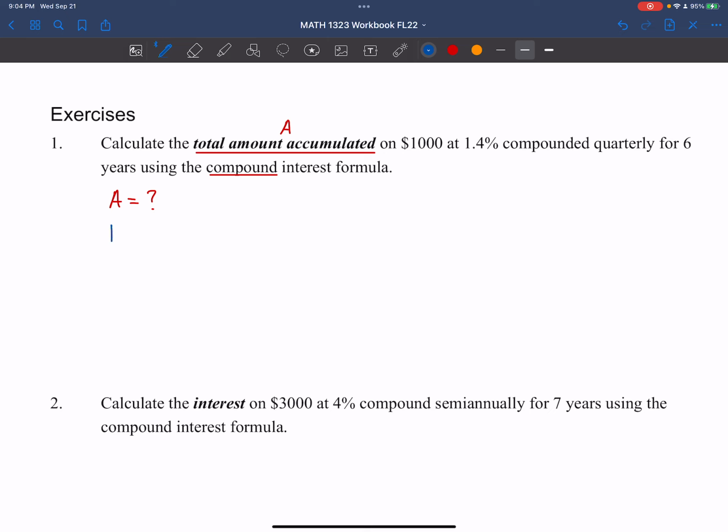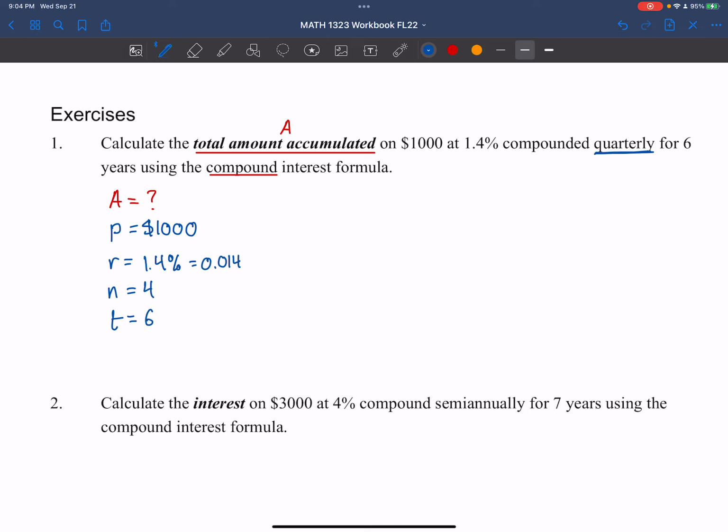That $1,000, that is our principal. That is how much was initially put into the account. The rate is 1.4%, or 0.014. So here are the new terms. New term N in this case is compounded quarterly. So there are 4 quarters in a year. And then lastly, time is 6 years.